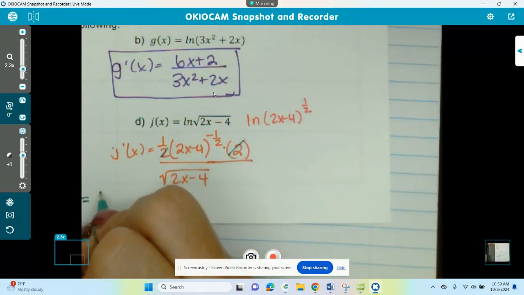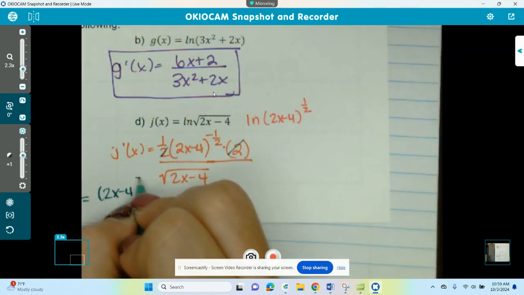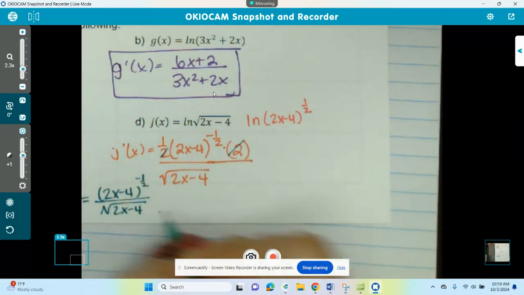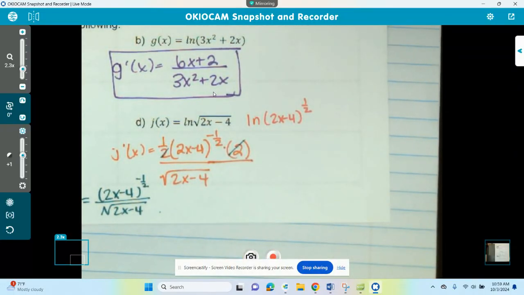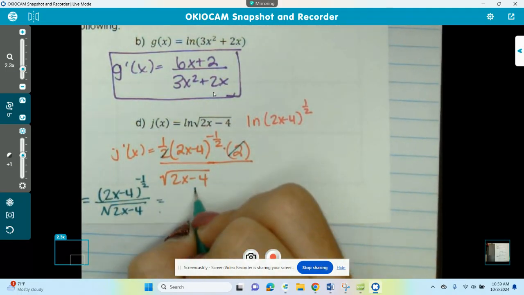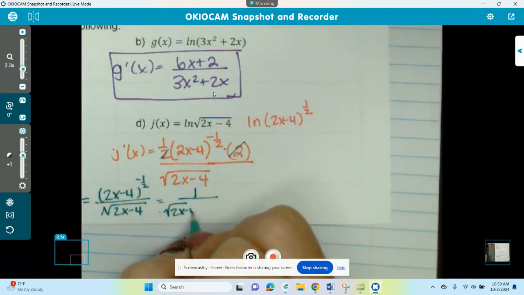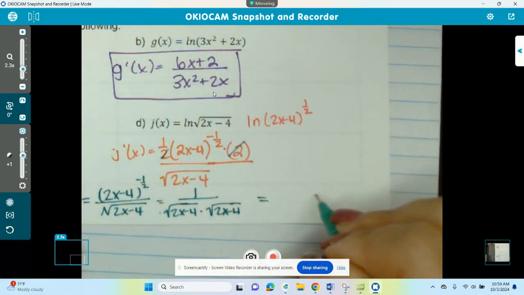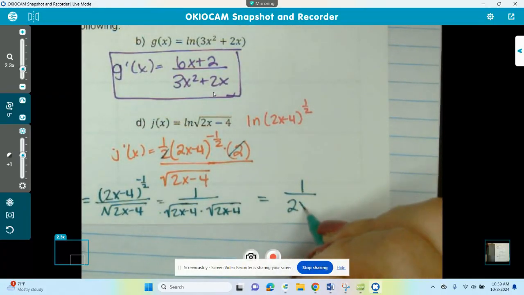Okay, so now I have 2x minus 4 to the negative 1/2 over the square root of 2x minus 4, right? Well, 2x minus 4 to the negative 1/2 is basically the square root of 2x minus 4 where? In the denominator, right? We move it down. Those exponent rules that y'all remember from test 4, lesson 1 in pre-calculus. So ultimately what I have is 1 over the square root of 2x minus 4 times another square root of 2x minus 4, which gives me what? 1 over 2x minus 4.